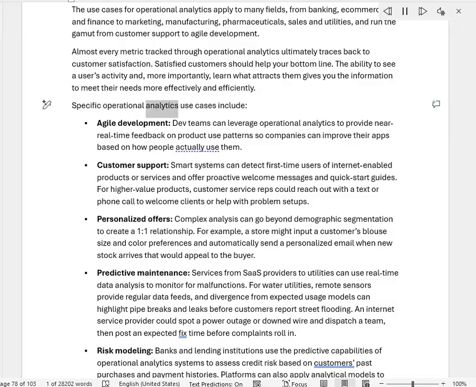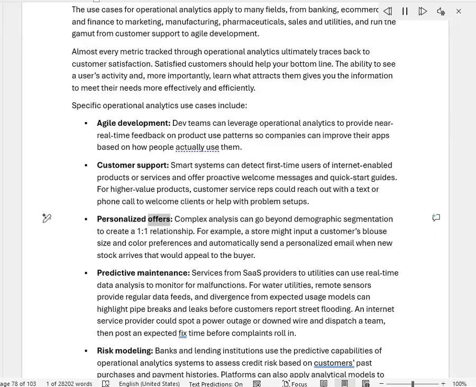Specific operational analytics use cases include agile development. Dev teams can leverage operational analytics to provide near real-time feedback on product use patterns so companies can improve their apps based on how people actually use them. Customer support. Smart systems can detect first-time users of internet-enabled products or services and offer proactive welcome messages and quick start guides. For higher-value products, customer service reps could reach out with a text or phone call to welcome clients or help with problem setups.